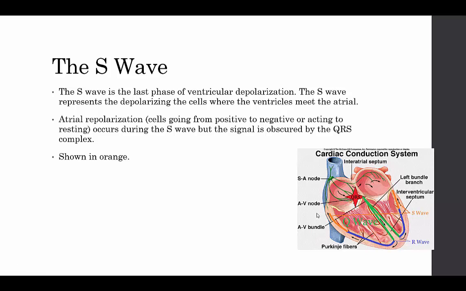The S wave is the last phase of ventricular depolarization. The S wave represents the depolarizing of the cells where the ventricles and the atria meet. So right in this area right here, you can see it in orange, and also in the S wave. It's hidden by the QRS complex, but this is where the atria begin to repolarize, and then shortly after, within 100 milliseconds, the atria will actually relax during the QRS complex.